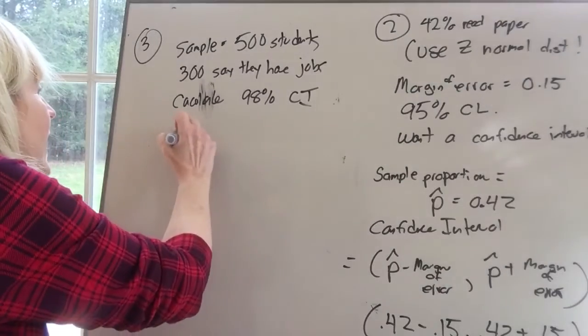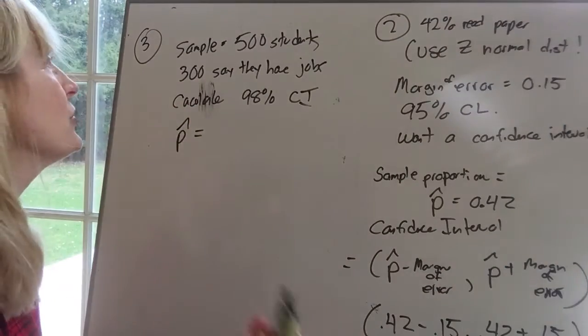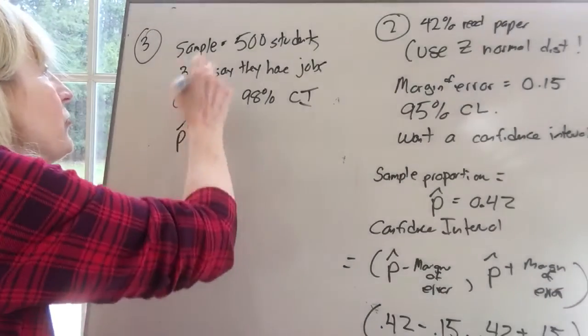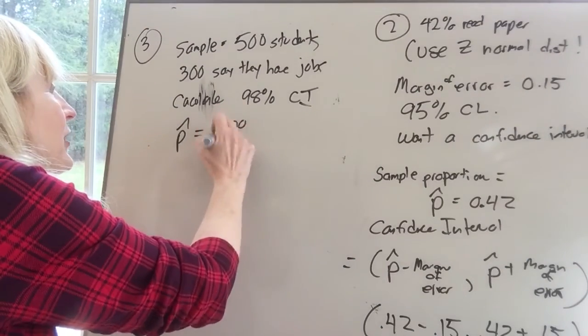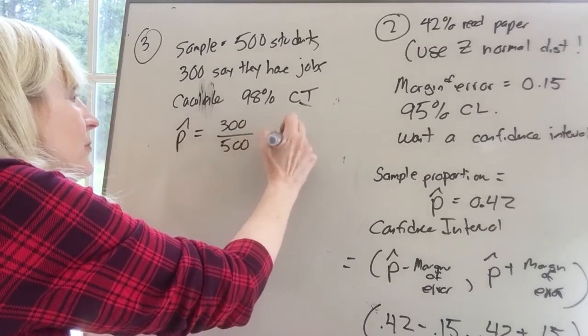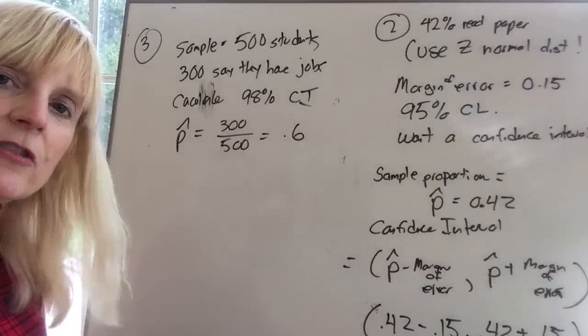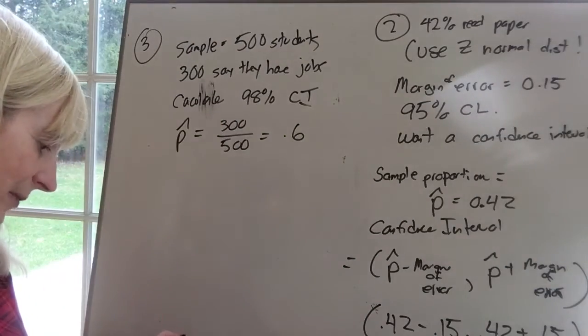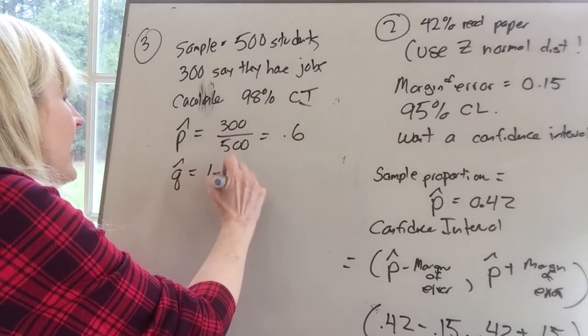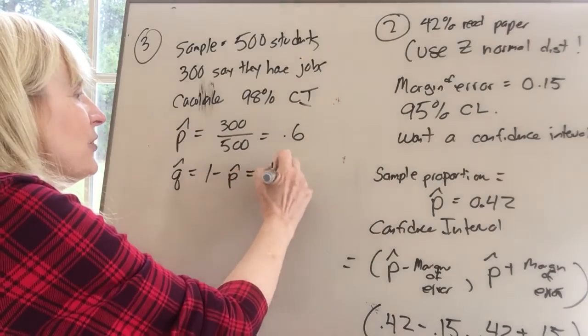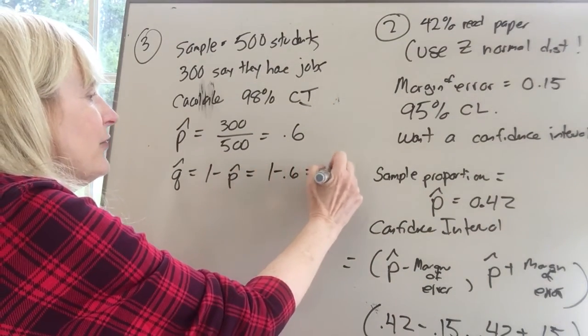So p hat, in this case, what proportion of the kids have jobs? 300 out of 500 have jobs, right? So your p hat is that 300 divided by 500, which is 0.6. I think you can do that in your calculator, you guys. All right, we're going to need something called q hat. And that's just 1 minus p hat. It's going to be in the formula I'm going to give you in a second. So you got to do 1 minus 0.6 equals 0.4.